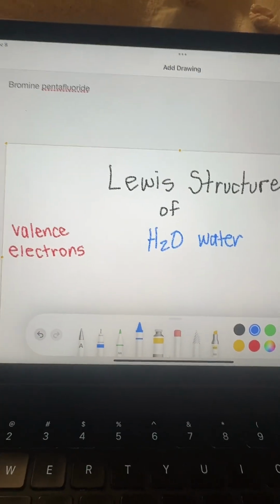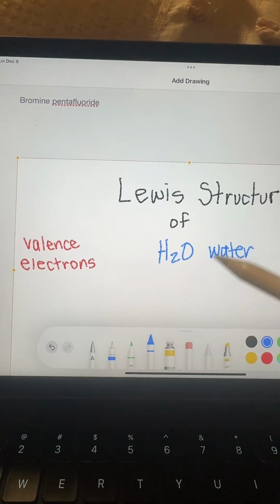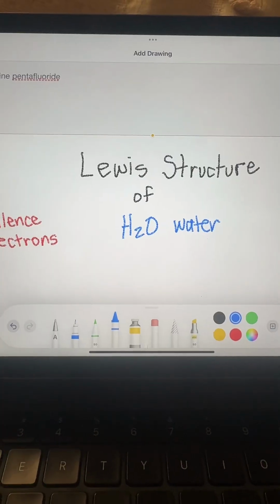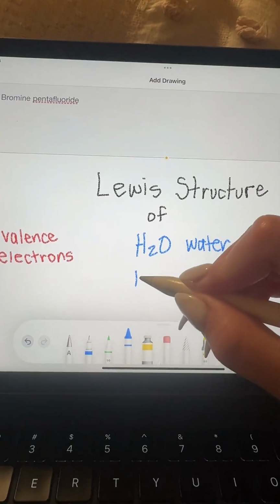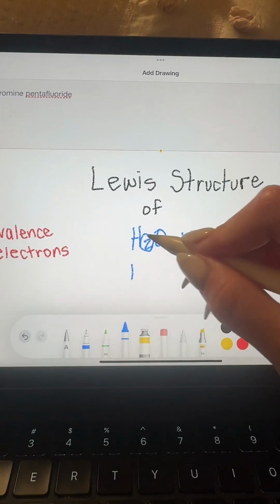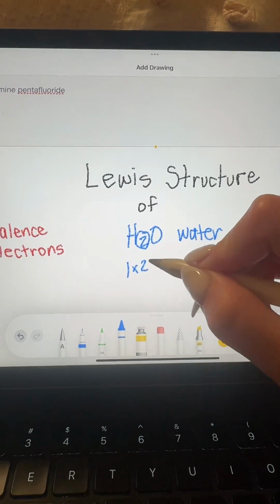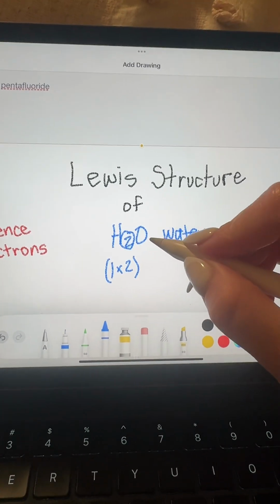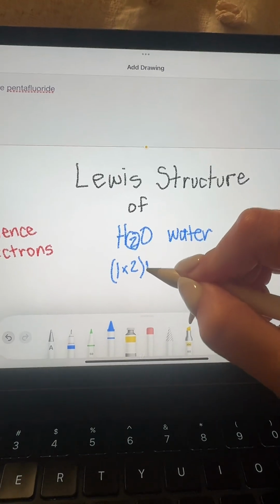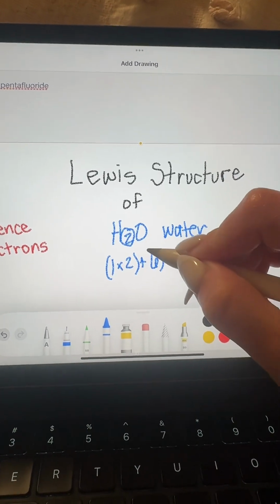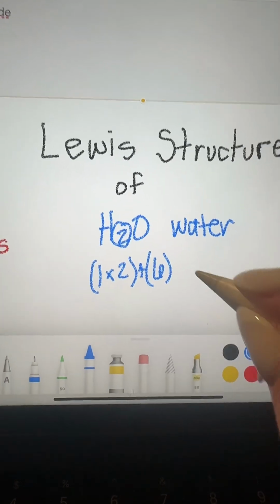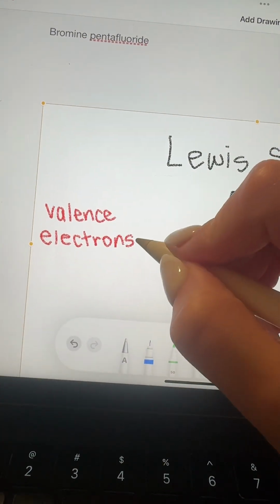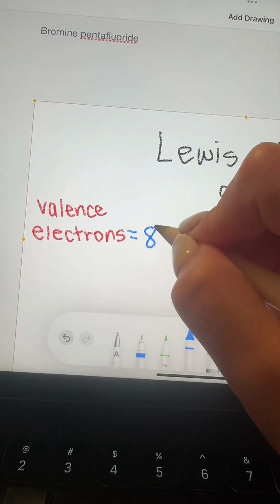So first we're going to need to find our valence electrons, and on the periodic table, hydrogen is in group 1. So hydrogen has 1 valence electron, but we have 2 of those, so we're going to times it by 2. Oxygen on the periodic table is in group 6, so we have 6 valence electrons. So that is going to equal a total of 8 valence electrons. So let's write that over here.